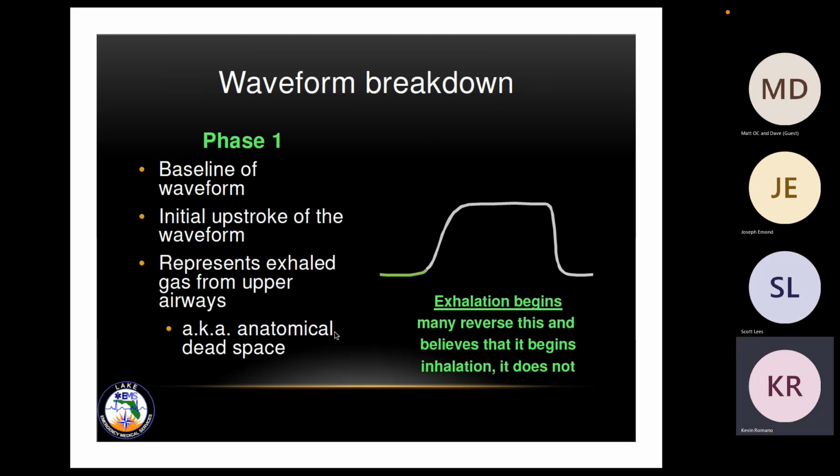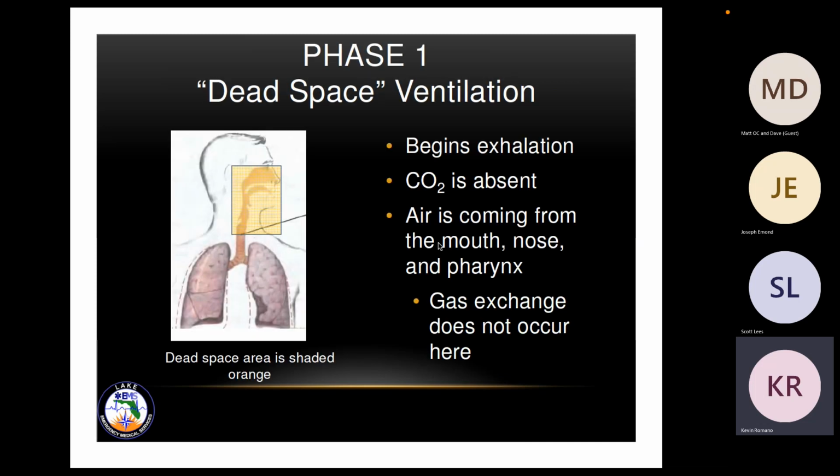So this is kind of a breakdown. Phase one is the baseline of the waveform, where the initial upstroke going in for the exhalation starts. It represents the exhaled gas from the upper airways, aka the anatomical dead space. Many reverse this and believe that it begins inhalation, and it does not. Exhalation starts as the upstroke goes into phase two. Dead space ventilation begins in exhalation. CO2 is absent. Air is coming from the mouth, nose, and pharynx, and gas exchange does not occur at this point.